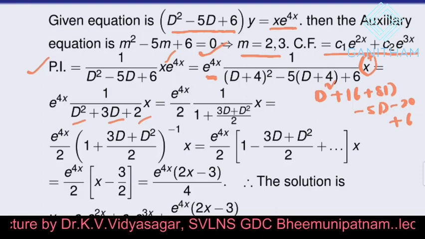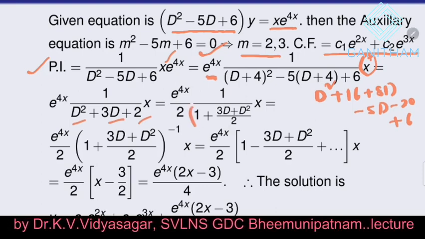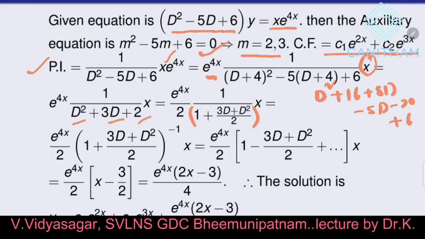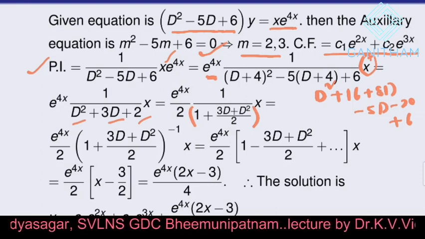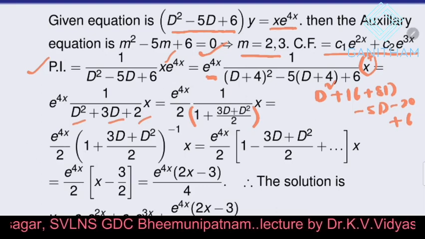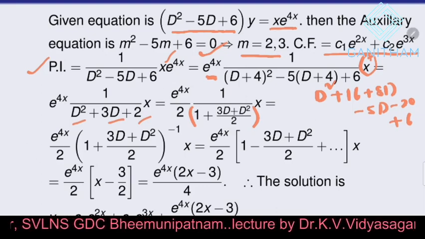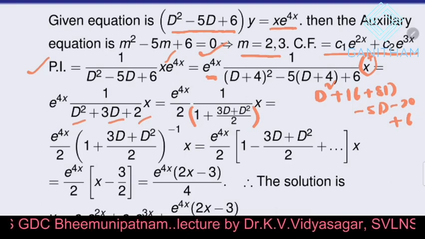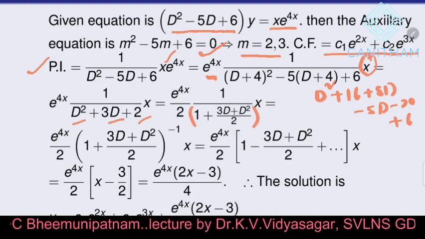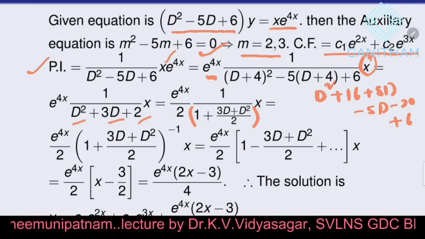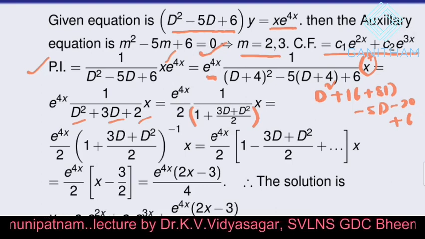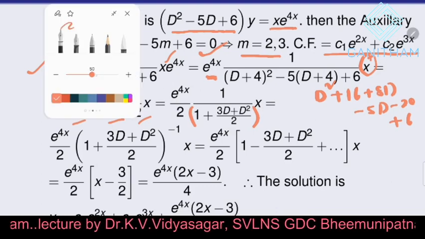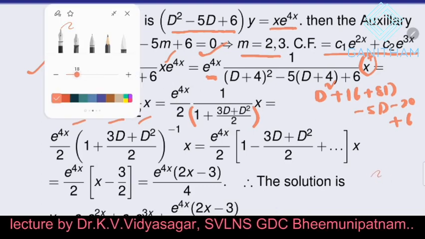So e to the power of 4x, 2 is common, 1 plus 3D plus D square by 2 into x. So therefore this is equal to e to the power of 4x by 2 into (1 plus (3D plus D square) by 2) to the power of minus 1 into x. So this is in the form of (1 plus x) to the power of minus 1.